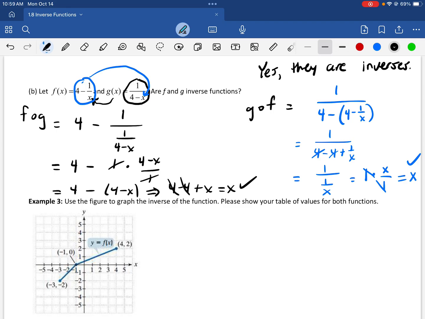All right, so in each case, like I said, you're just doing the composition of those functions, and seeing if they are equal to x.